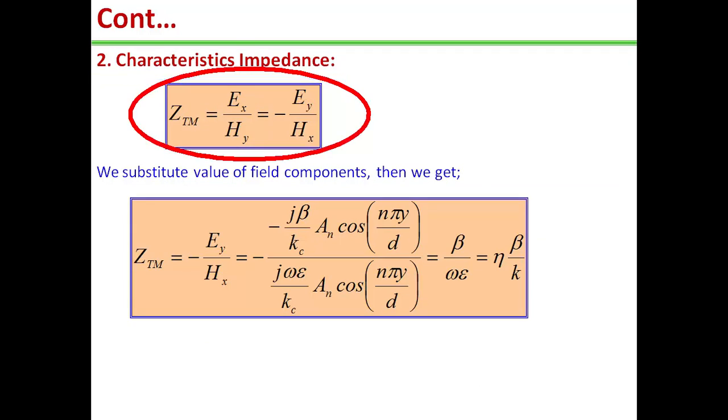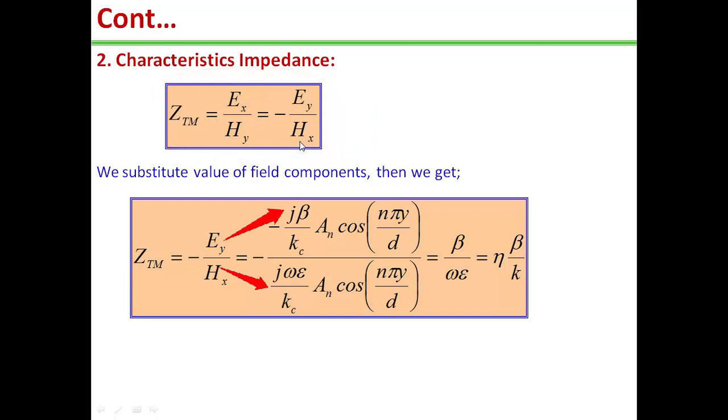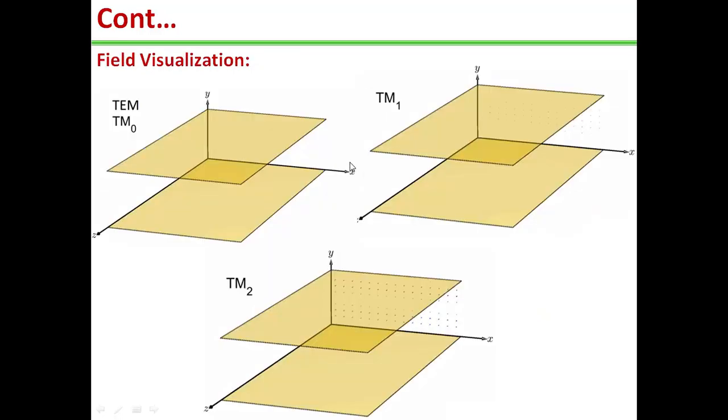Now we have to calculate the characteristic impedance. We know that the characteristic impedance for the TM mode is defined as Ex divided by Hy, or you can say minus Ey divided by Hx. After putting the values of the Ey and Hx components and solving this, we find the characteristic impedance for the TM mode. ZTM in this case is beta divided by omega epsilon, and this is equal to eta beta divided by k. So the field visualization you can see here is for the TM0, TM1 and TM2 modes.